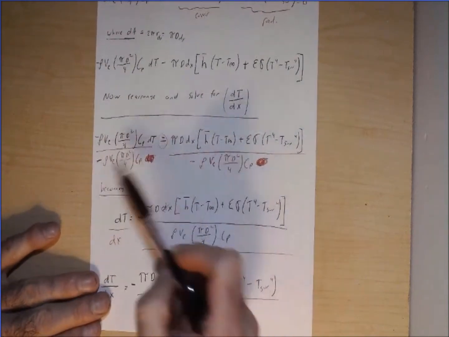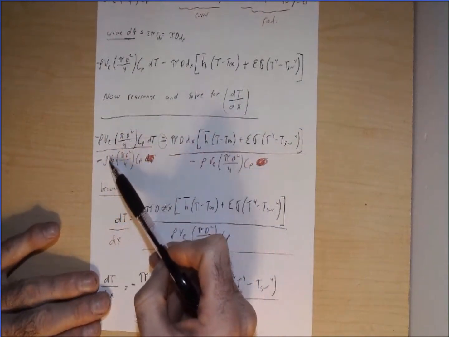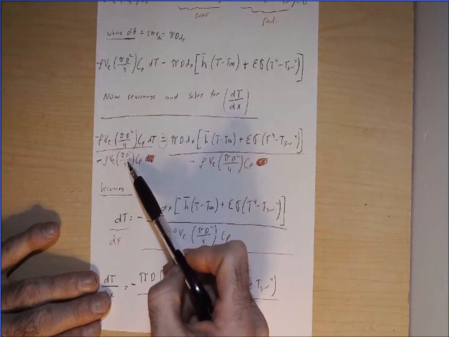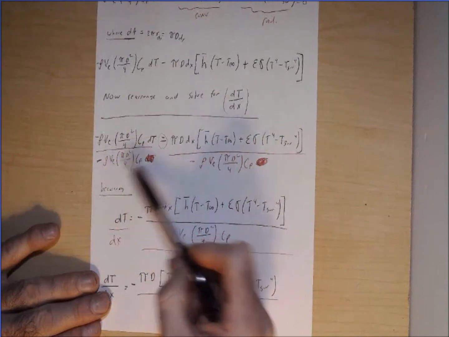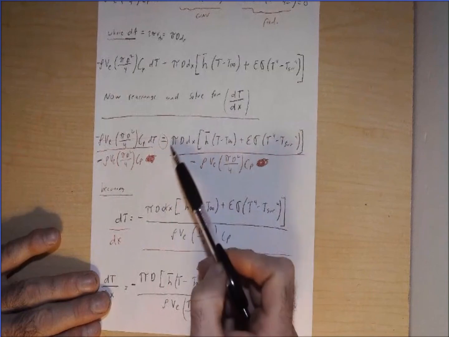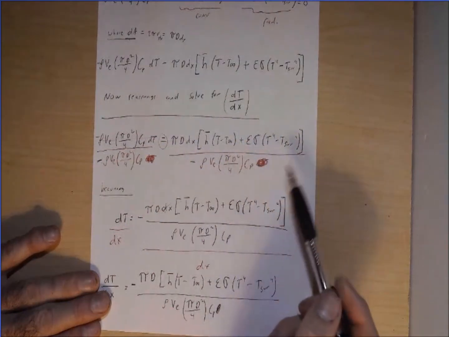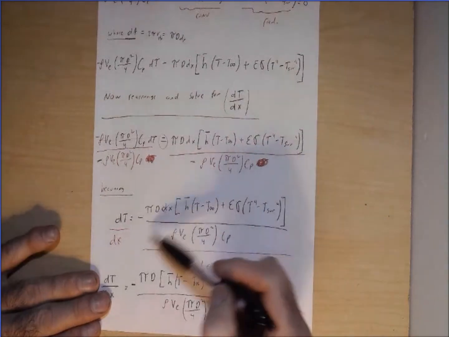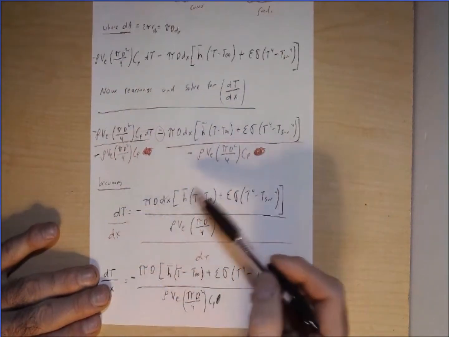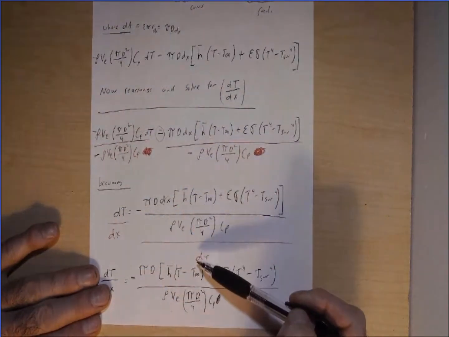So the first thing I do is I divide both sides over here by this rho VE pi d squared over 4 times our specific heat Cp, which will just leave our dT on this side. So divide that side and this side by the same thing here. And then I can divide the right side by our dx and move it over on this. So we get dT over dx is equal to this relationship here.